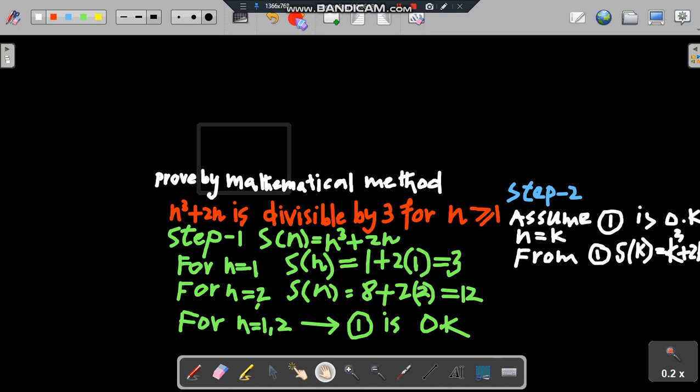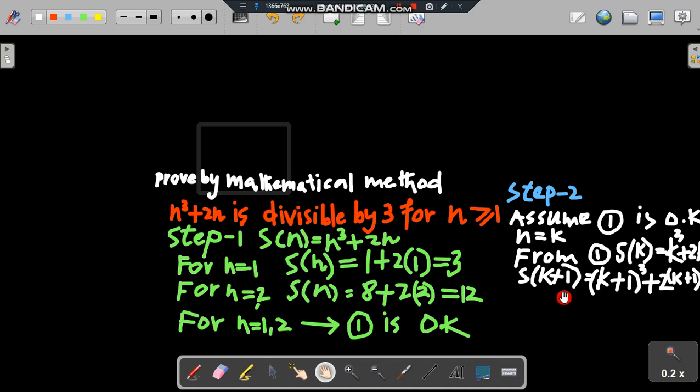Now for n is equal to k plus 1, that's what we have to prove. Taking the place of k, you substitute k plus 1, and you will get (k plus 1) cube plus 2 into (k plus 1). That's what we have here.